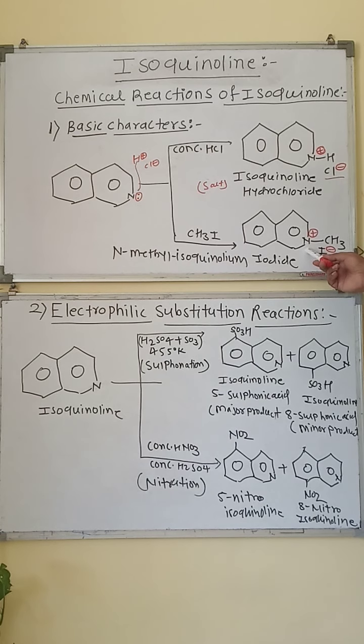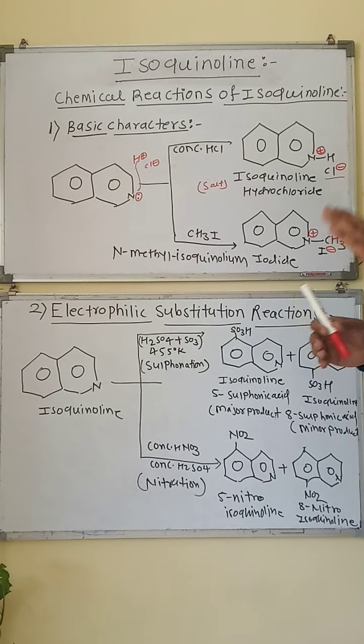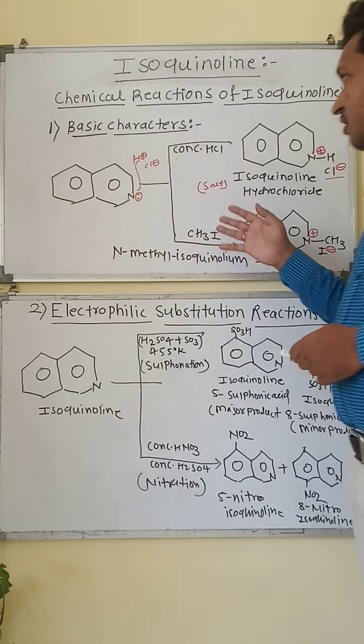It is N-methyl because the nitrogen is substituted by the methyl group. And isoquinolinium means the nitrogen in isoquinoline contains the positive charge. So it is isoquinolinium iodide. This quaternary ammonium salt is formed when isoquinoline reacts with an alkyl halide. This is about the basic character and salt formation in isoquinoline.